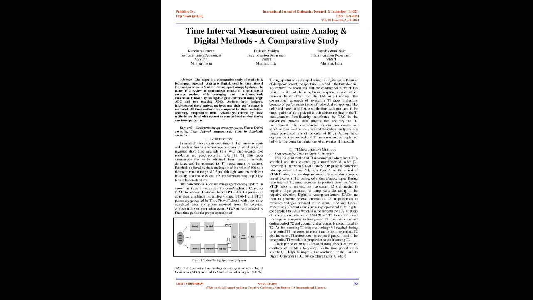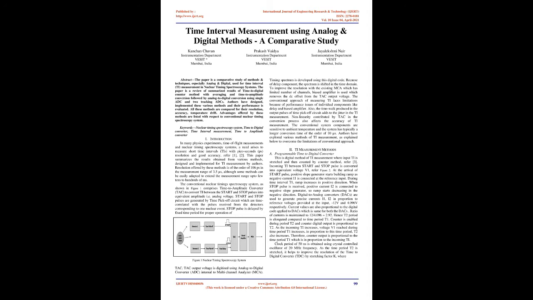Introduction. In many physics experiments, time-of-flight measurements, and nuclear timing spectroscopy systems, a need arises to measure short time intervals, TIs, with picoseconds, ps, resolution and good accuracy, refer 1, 2. This paper summarizes the results obtained from various methods, designed and implemented for TI measurement by the authors. Resolution offered by these methods is of the order of 106 ps in the measurement range of 3.5 s, although some methods can be easily adapted to extend the measurement range up to a few tens to hundreds of ms.